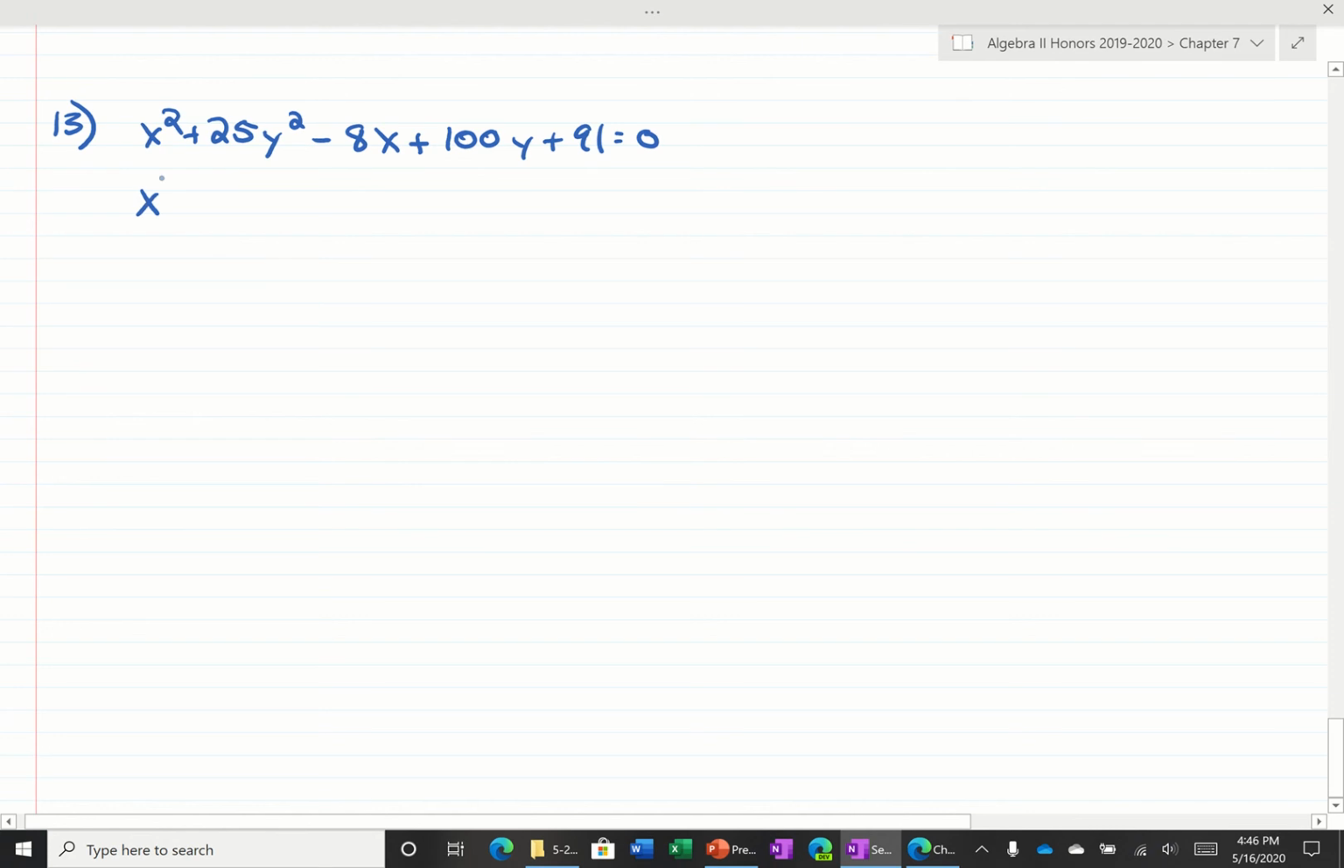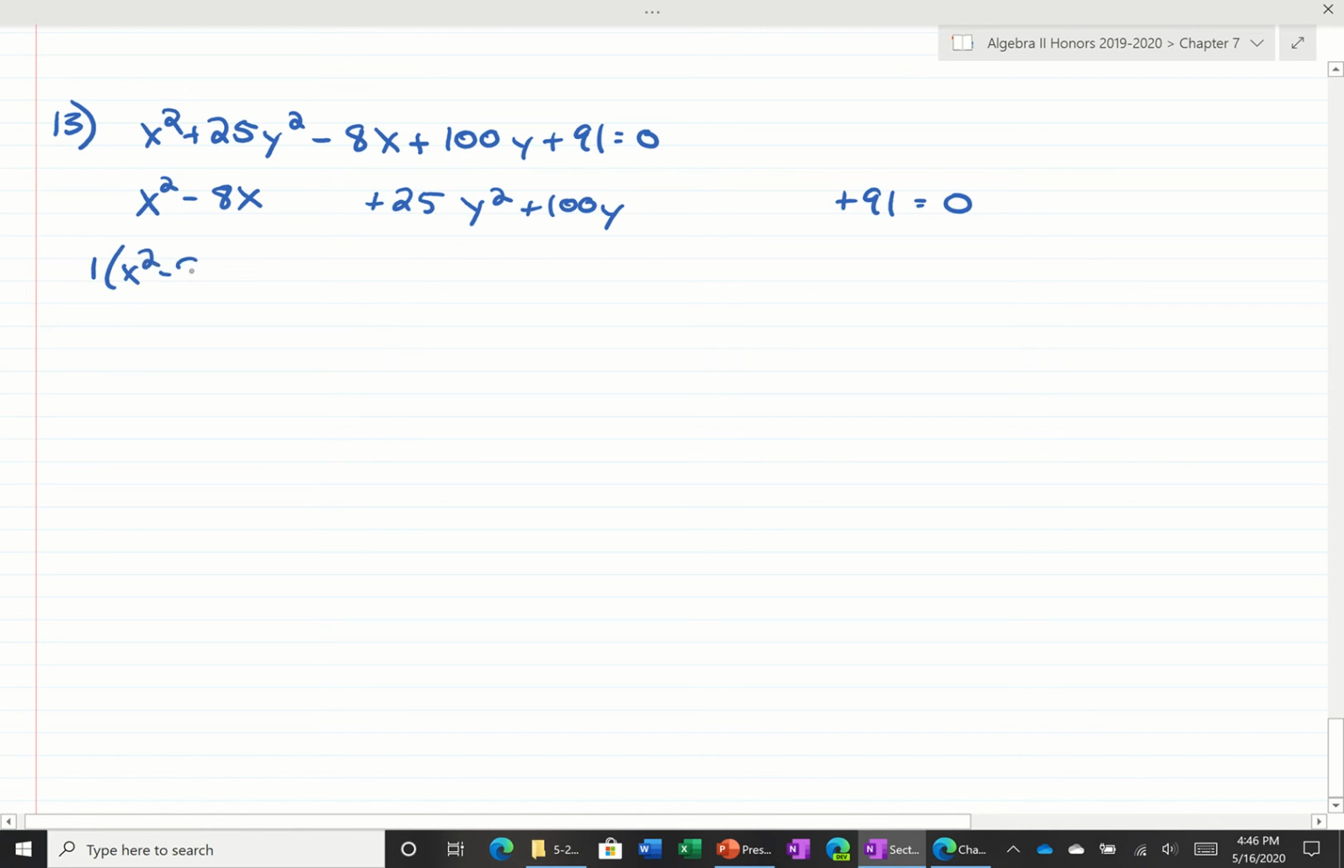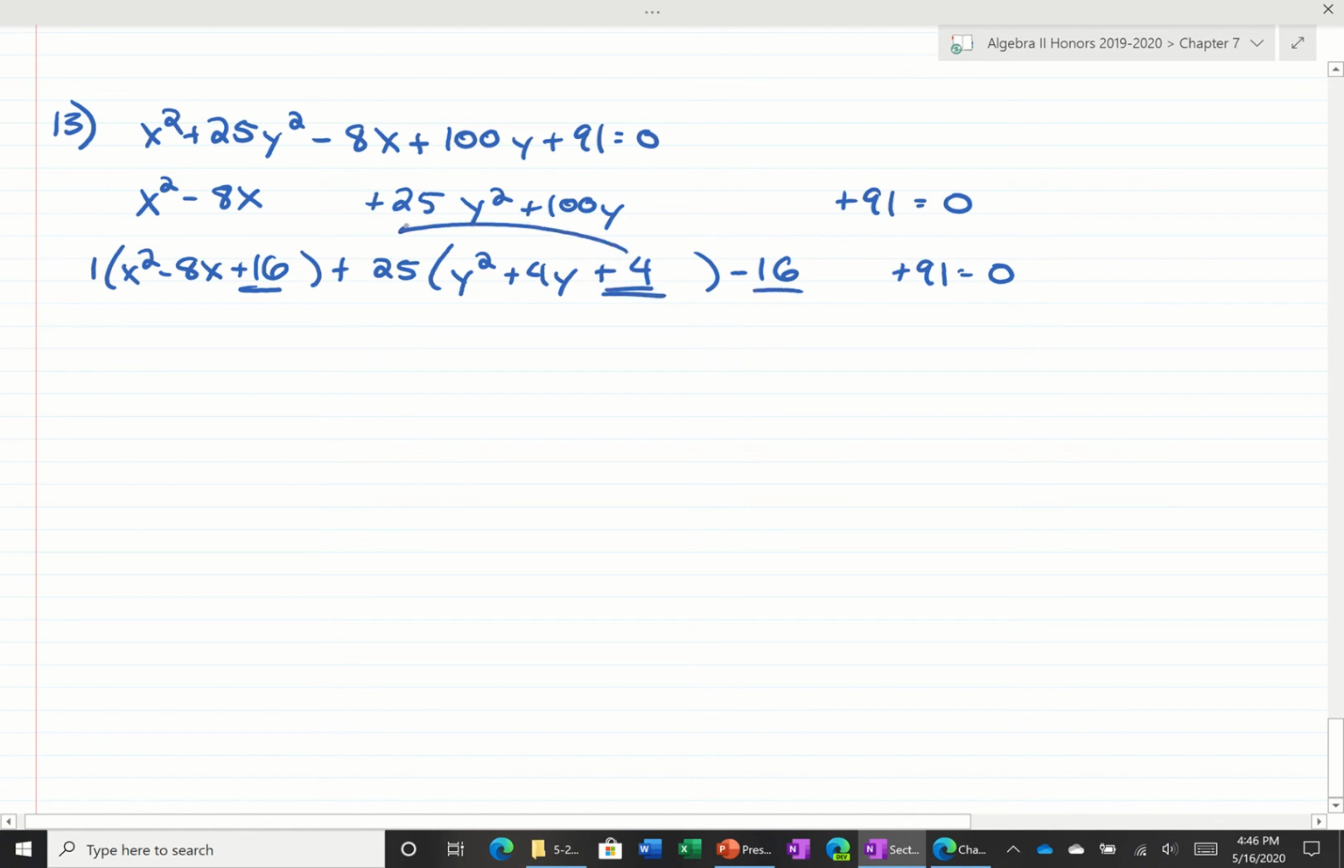So we'll get all the x's together, get all the y's together. We get the constant out of the way. Factor out a 1. Take out the 25. Half of 8 is 4. 4 squared is 16. We'll multiply that by 1 and subtract it. Half of 4 is 2. 2 squared is 4. Multiply that by 25 and then subtract it. It's 100.